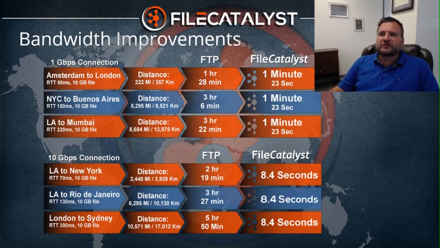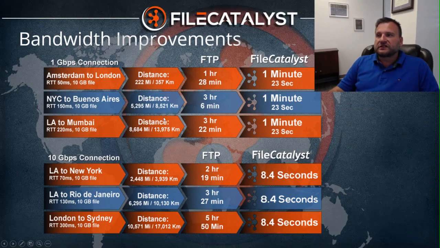So how does this translate into time? If you have a gigabit connection and you're sending a 10 gig file from Amsterdam to London, which is only about 350 kilometers, with FTP that's going to take you 1 hour and 28 minutes. With FileCatalyst, it will take 1 minute 23 seconds. That's based on a gigabit link.